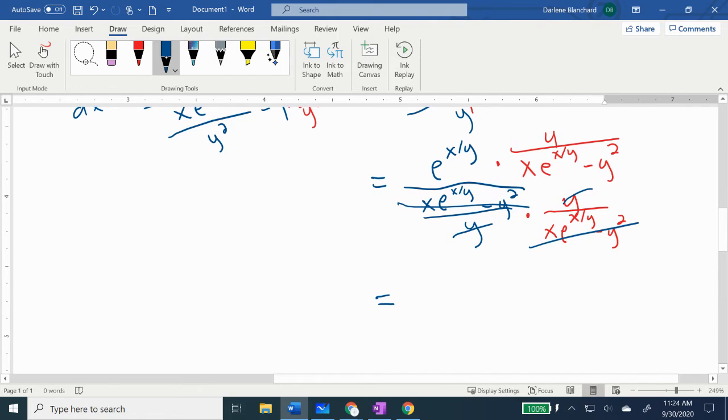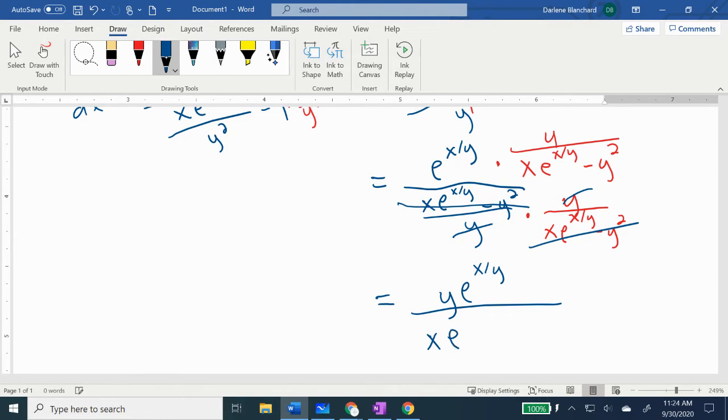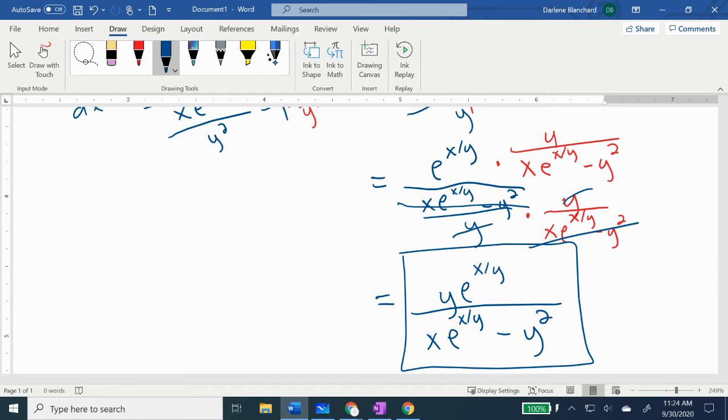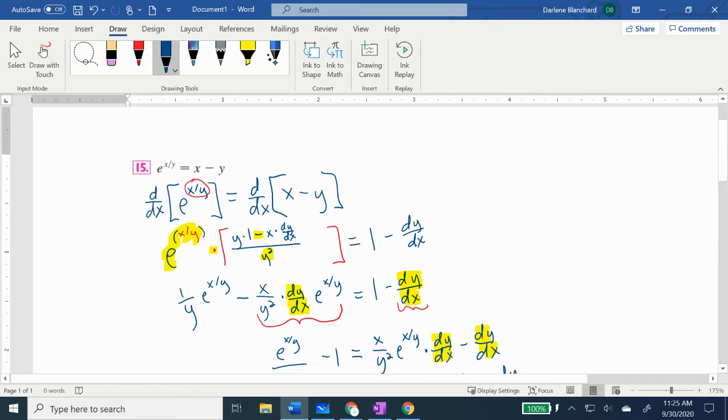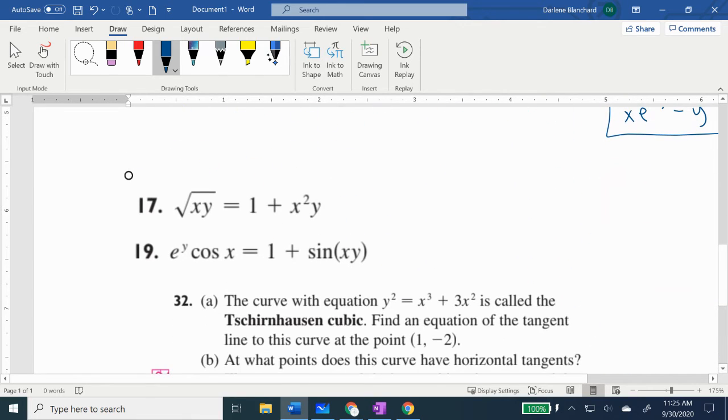And now I have y times e to the x over y divided by x e to the x over y minus y squared. And that should be the simplified version that the textbook has. If not, whatever. That's a good simplified answer. So that was that problem. Now I'm moving on to number 17.